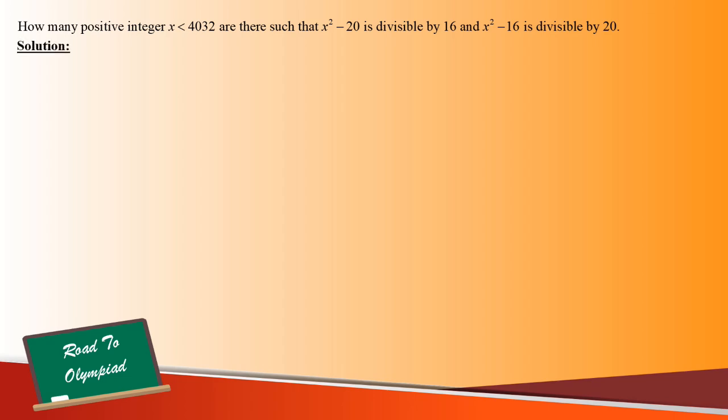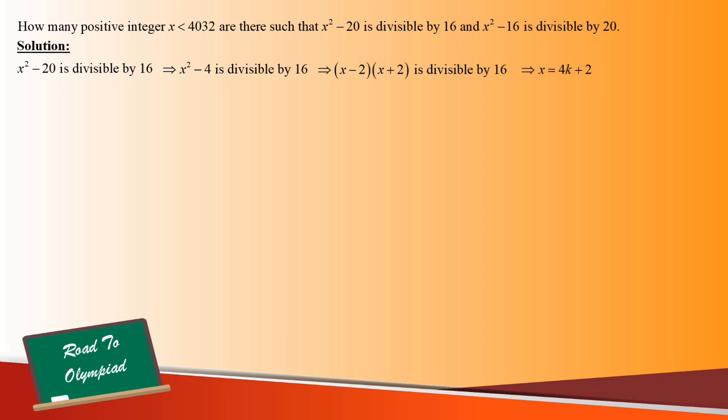To solve this problem, we start by looking at the condition x squared minus 20 is divisible by 16. Since 20 leaves a remainder of 4 when divided by 16, it is equivalent for us to consider that x squared minus 4 is divisible by 16. Notice that we can factorize x squared minus 4 as x minus 2 times x plus 2, and in order for it to be divisible by 16, we need x to be equal to 4k plus 2, where k is an integer. We can easily check that none of 4k, 4k plus 1, nor 4k plus 3 will make it divisible by 16.